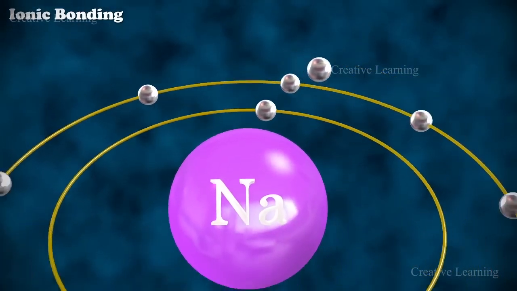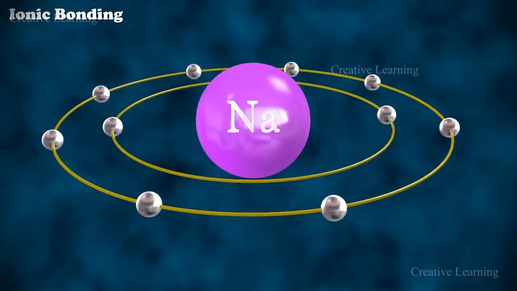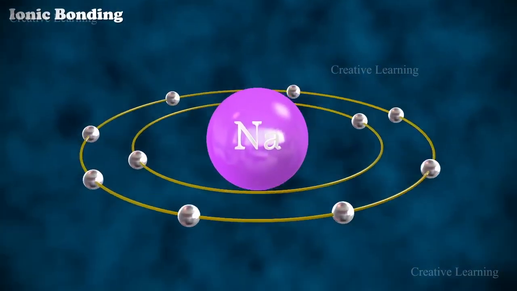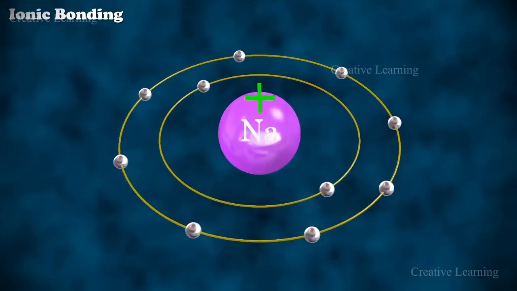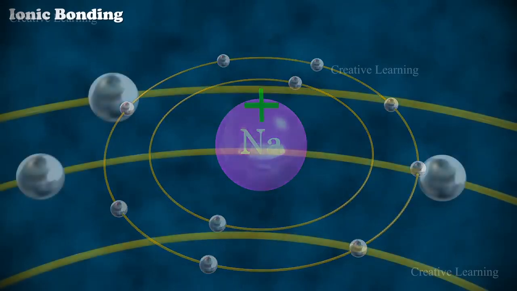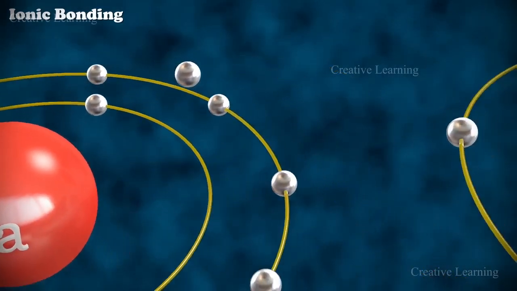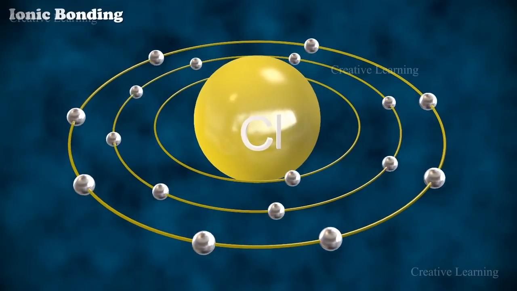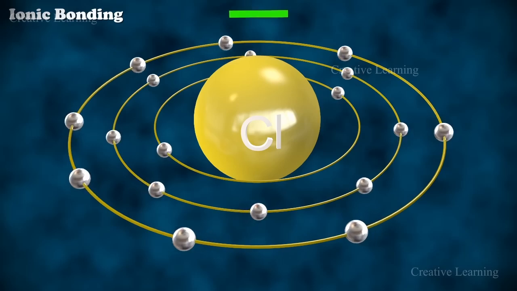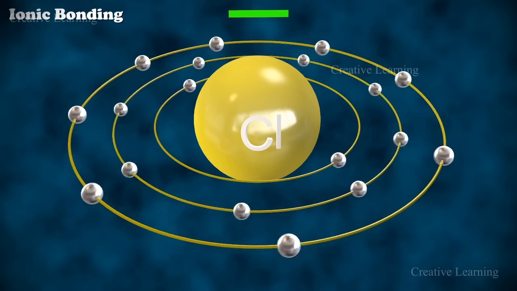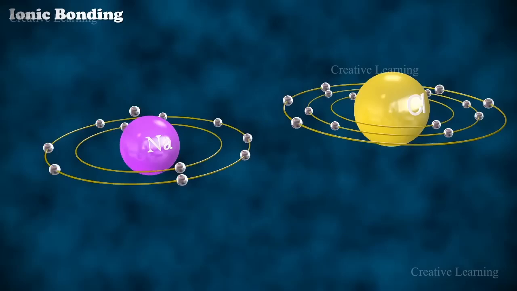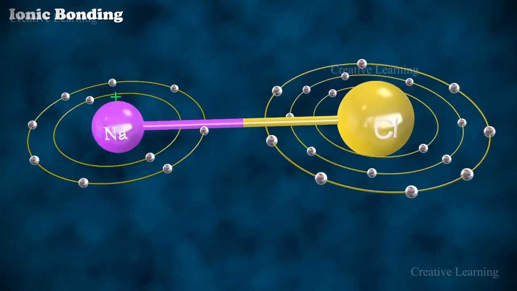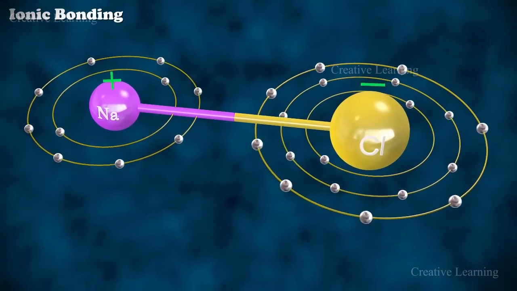Thus, the sodium atom donates its valence electron to achieve stable octet configuration. This creates a positively charged cation due to the loss of an electron. The chlorine atom receives one electron to achieve its stable octet configuration. This creates a negatively charged anion due to the addition of one electron. The sodium ions and chloride ions are held together by the strong electrostatic attraction between the positive and negative charges.